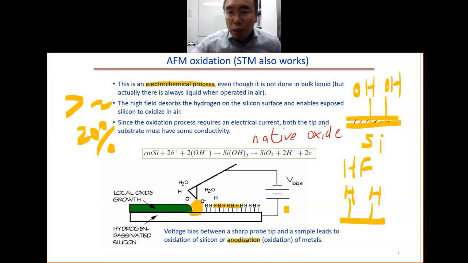But there's another way to make the surface hydrogen-terminated. I talked to another professor who worked on this process. He said a better way to prepare the surface with hydrogen is to bombard the silicon with hydrogen ions. So when you bombard silicon with hydrogen ions, you can also get the surface hydrogen.